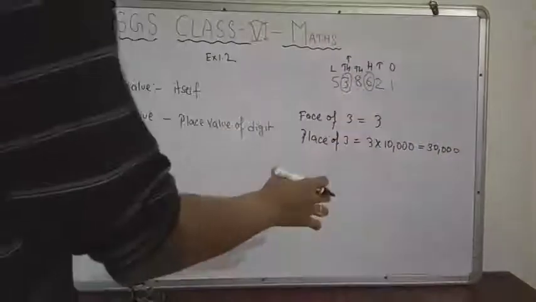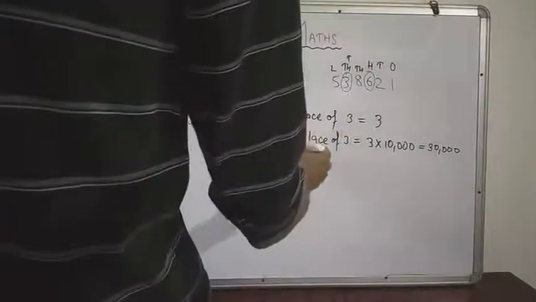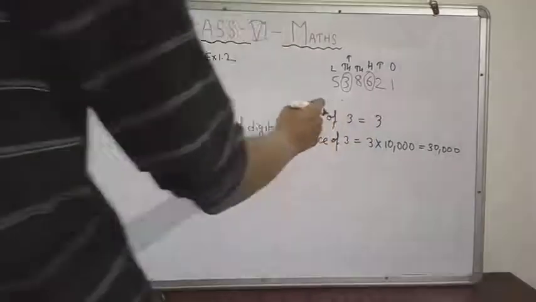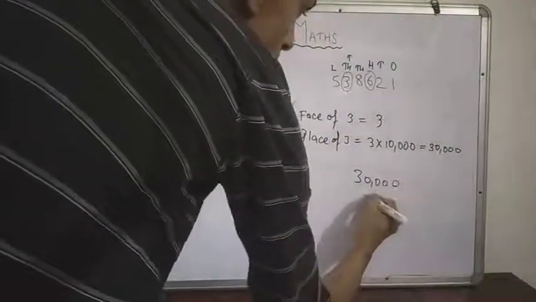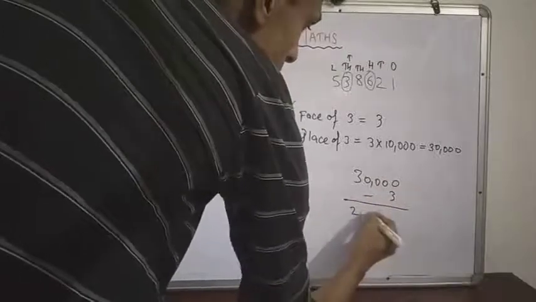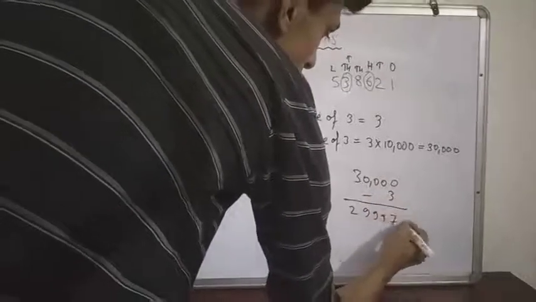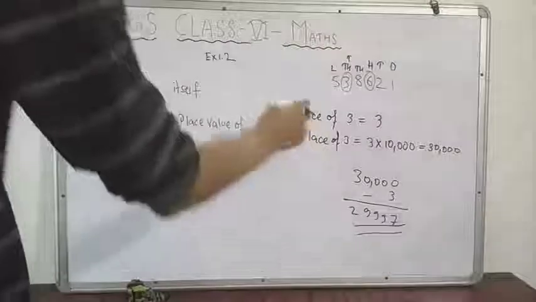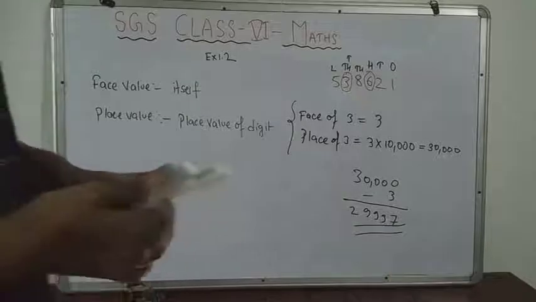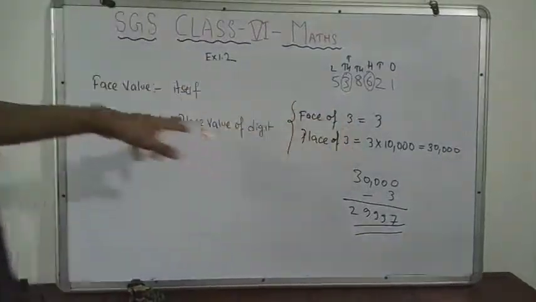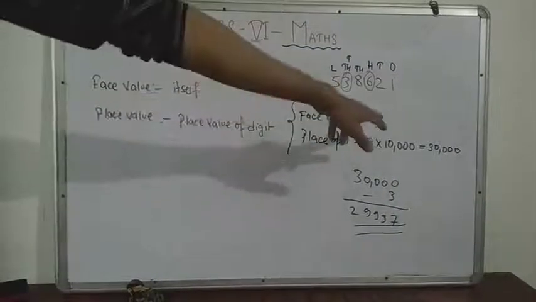Now the question asks to subtract the face value from the place value, so we subtract 3 from 30,000 and we get the answer 9997. This is the difference between the face value and place value of the digit 3. Okay, so don't get confused. Whenever the question asks for the face value of 3, by definition it is the digit itself.